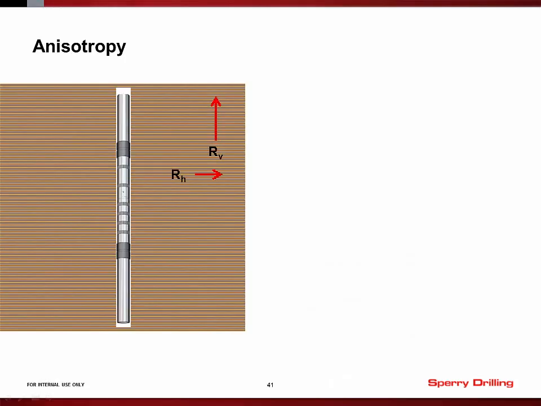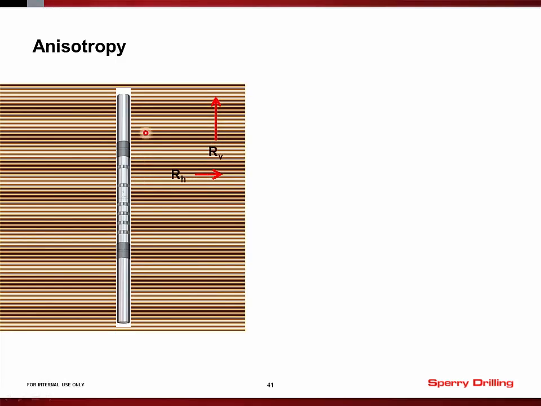The last effect that I want to mention for resistivity is anisotropy. Anisotropy is a property of the formation in which the measured resistivity varies depending on which direction you measure it in the formation. So you'll hear people talk about RH and RV, where RH is measured parallel to the bedding planes and RV is measured perpendicular to the bedding planes.